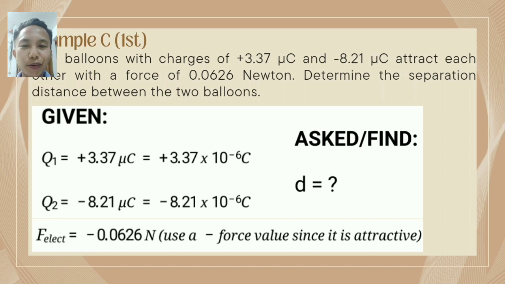Next, for the electrostatic force, we need to use the negative force value since the two oppositely charged quantities attract to one another, of course. Thus, we will have negative 0.0626 newtons as our electrostatic force. Okay. The separation distance is what we should find. So yes, that's for the GAPSA.